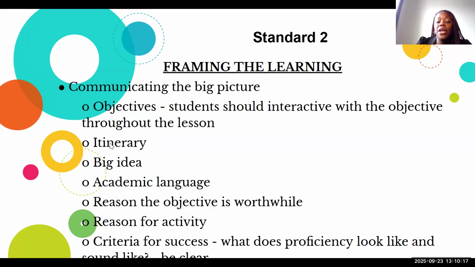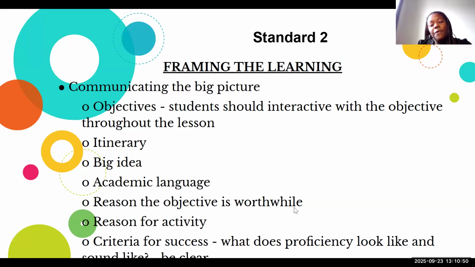So when you're framing the learning, you're telling them what the objective is. You're telling them what they're going to be doing for 5 minutes, 10 minutes, 13 minutes, however explicit you can be. That comes in the beginning of your lesson, and sometimes throughout your lesson, you're still sharing with students all those things. Part of framing the learning can also be sharing the academic language that is important for the lesson, why it's worthwhile. And then the biggest part of framing the learning is sharing what the criteria for success is.